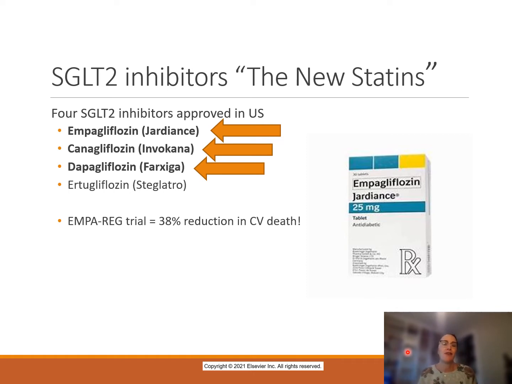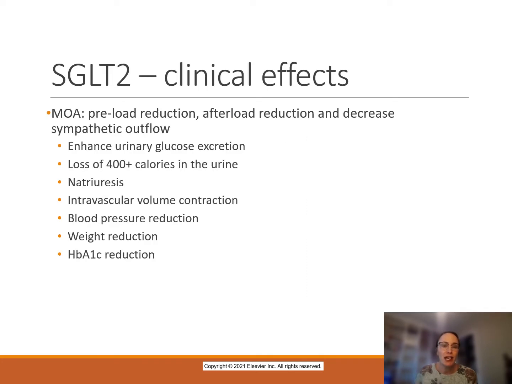What you're going to do as a provider is find drugs with good data behind them, and pick one and stick with it. That's what I've done with my SGLT2 inhibitors: I've used a lot of Jardiance, or empagliflozin. The big EMPA-REG trial showed a 38% reduction in cardiovascular death when adding this on to the regimen. Now, the mechanism of action of SGLT2 inhibitors is actually preload reduction, afterload reduction, and decreased sympathetic outflow.